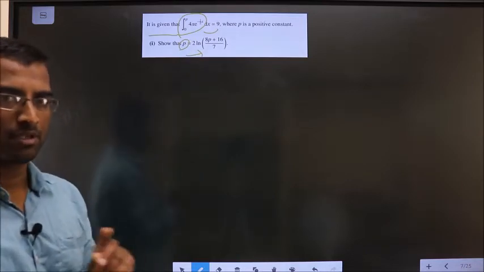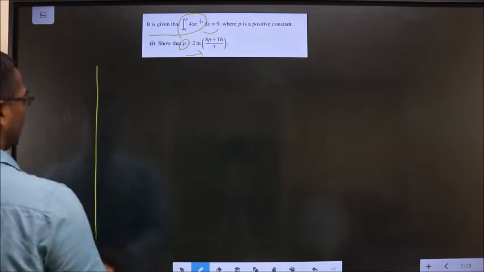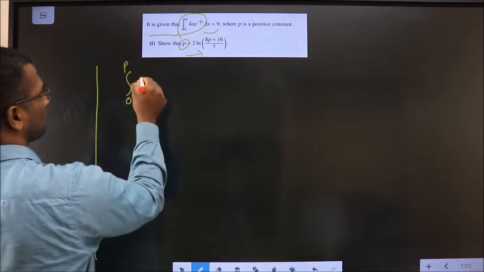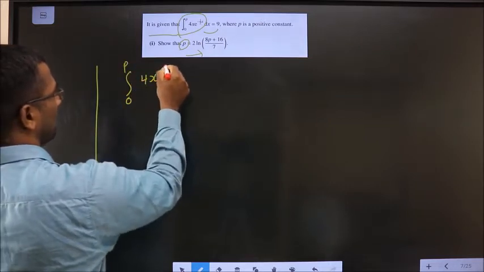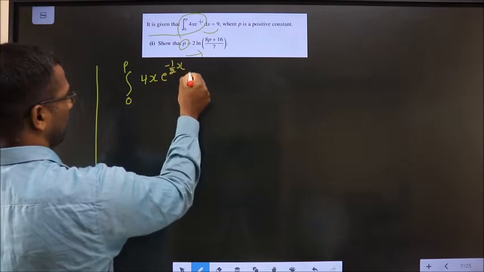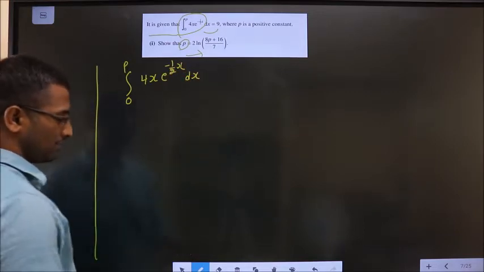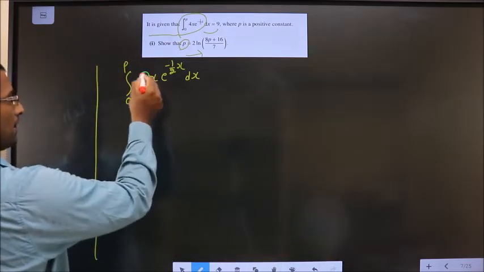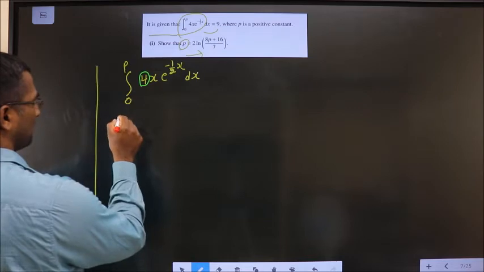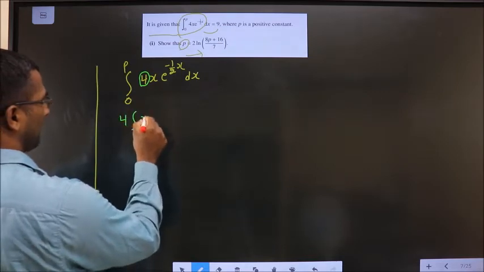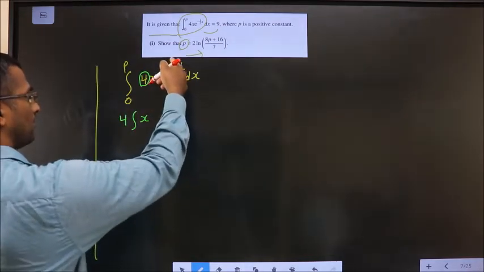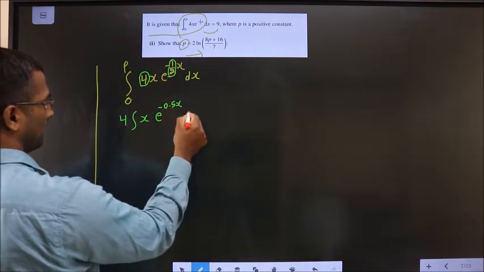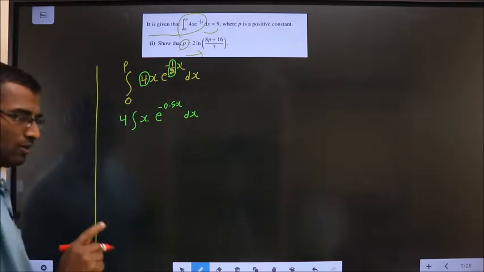Understood? Now step 1, I need to integrate this one, that is 0 to p, 4x e power minus 1 by 2 x dx. Now see, this 4 will not play any part, so write it outside. So this will become 4 integration of x. Here 1 by 2 I want to write as 0.5 x dx.